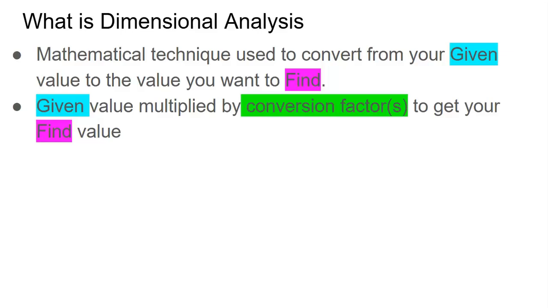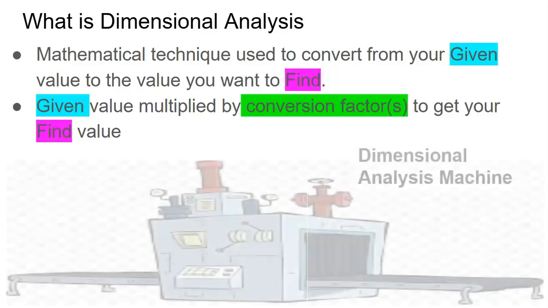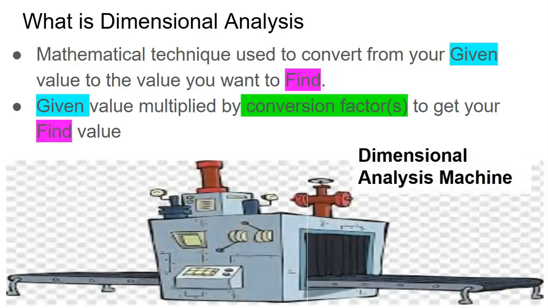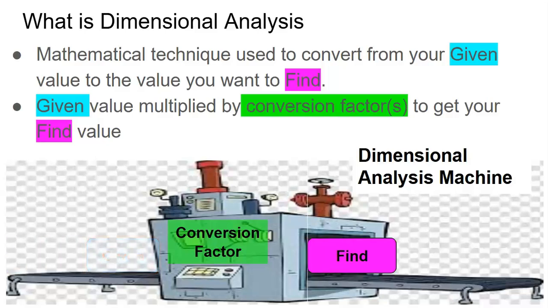It's a mathematical technique used to convert from your given value to the value you want to find. The given value is multiplied by something called conversion factors to get to your find value. So I like to think of dimensional analysis as sort of like a machine made of conversion factors, where you can put inside that machine your given and out will pop your find.